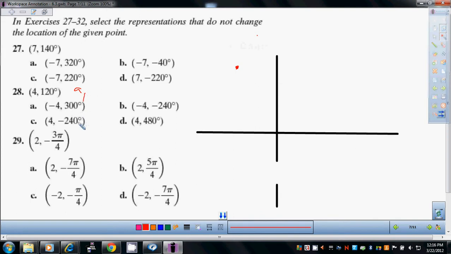Now, you look at B and tell me if you think it is or isn't. That's right. Do positive, positive, then do your angle, then do your radius. Where's 240? Which quadrant? You're right. You were here. The negative angle took you here. But then the negative radius took you out of here back down here. So it's not B. Try C.